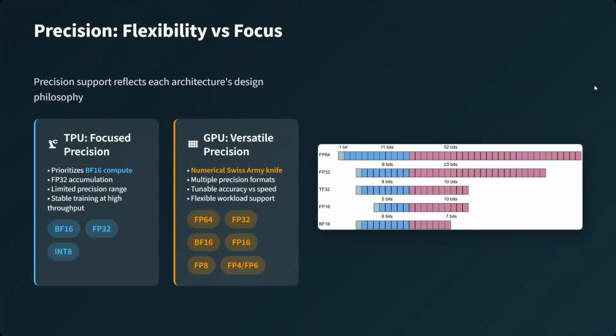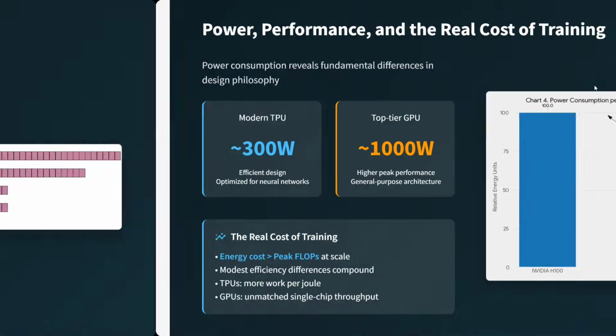Precision, flexibility versus focus. TPUs are more focused. They prioritize BF16 compute, floating point 32 accumulation, limited precision range. So they are not able to support everything. While in case of GPU, it can support a wide variety of precision, floating point 64, BF16, FP16, FP4, FP6, FP8, and what not. The variety is higher.